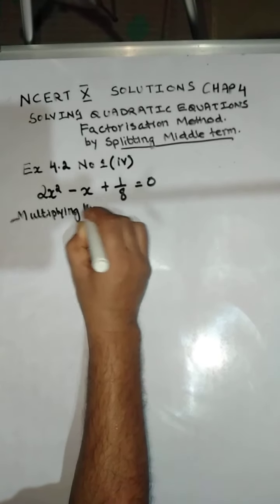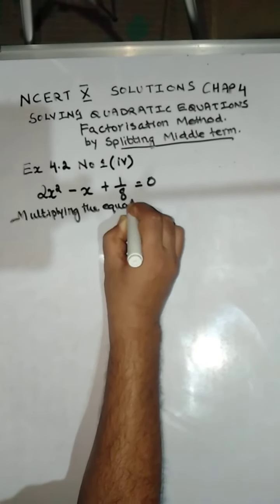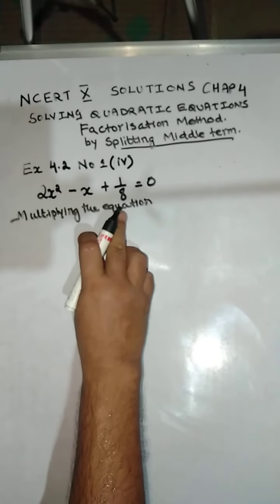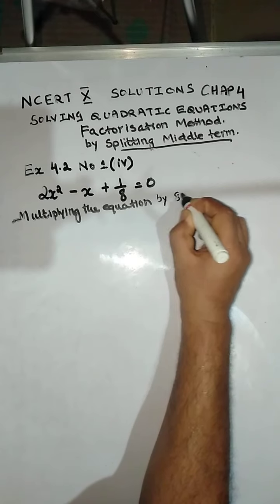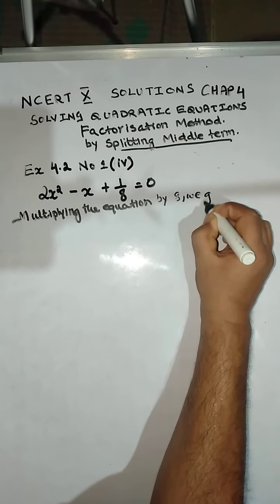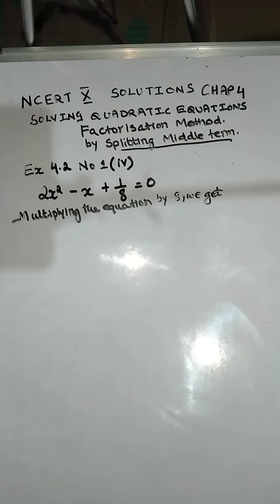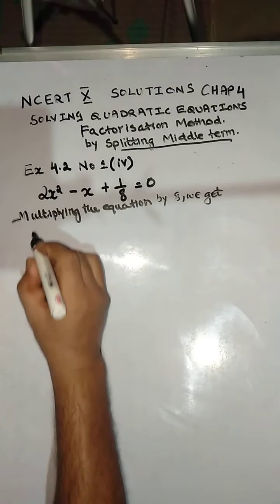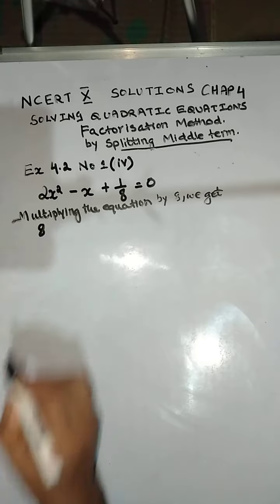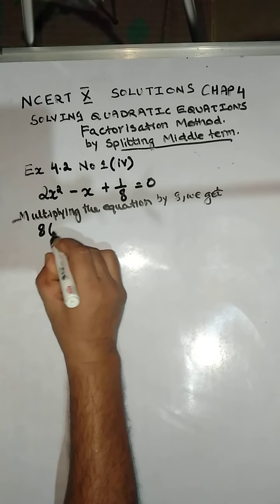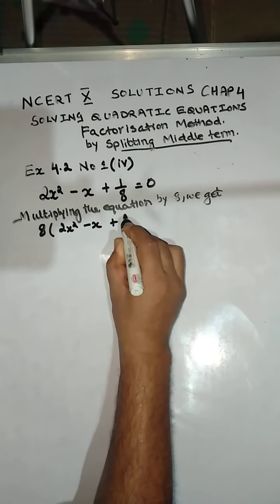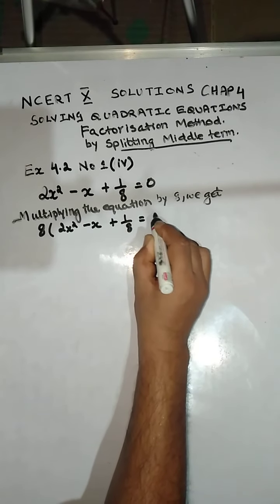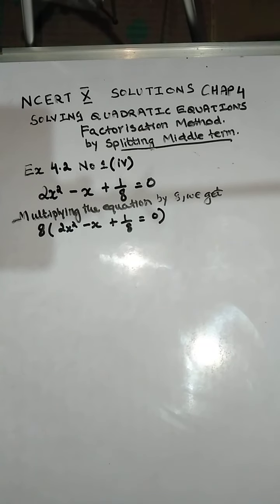the equation by whatever the denominator is, that means 8 by 8, we get, multiplying the equation by 8 we get, then you put 8 here outside and you multiply 2x squared minus x plus 1 by 8 is equal to 0. And let's see what happens here.